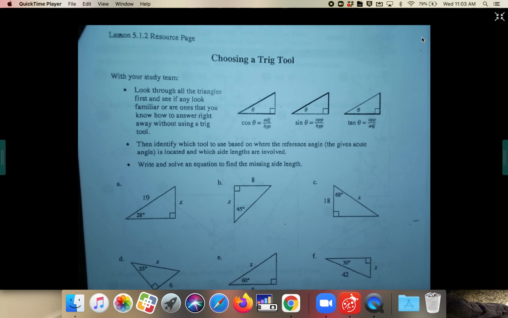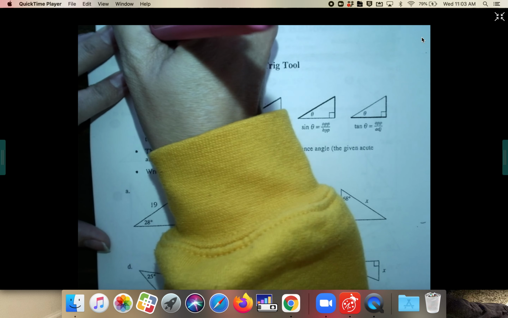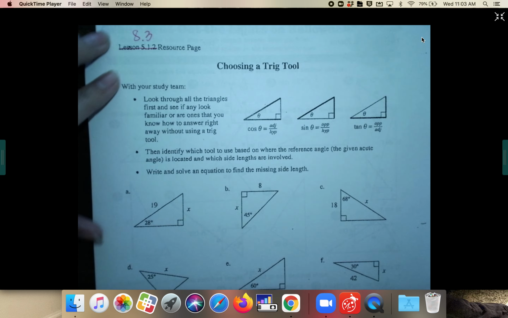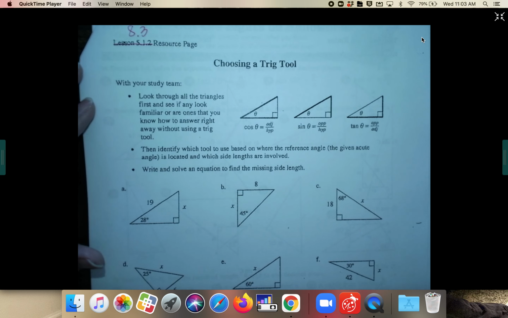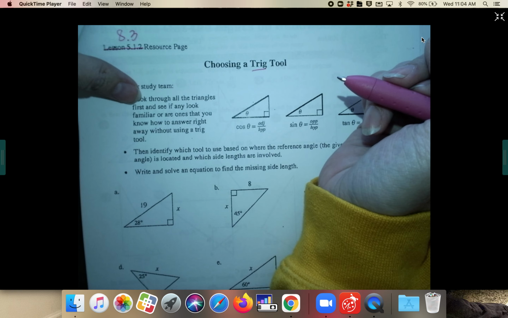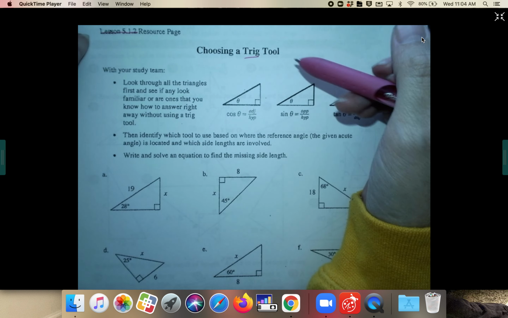Okay, for geometry, lesson 8.3. I don't know why it says this, that's not right, but this is geometry lesson 8.3, and we are officially starting trigonometry today. So this lesson is over specific trig tools.